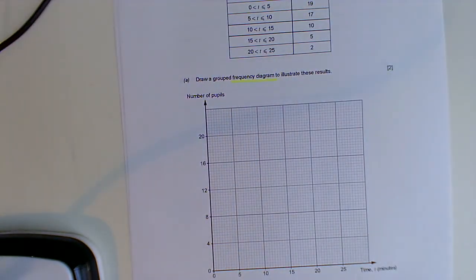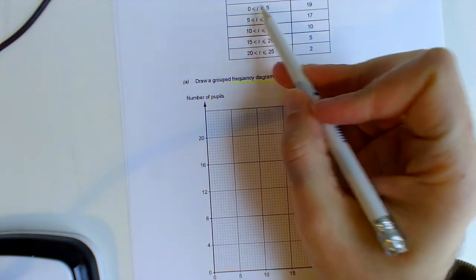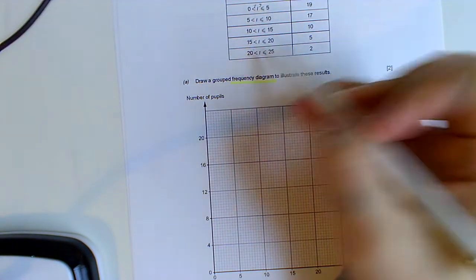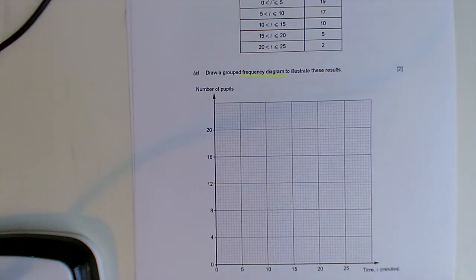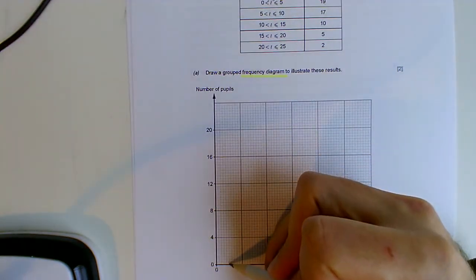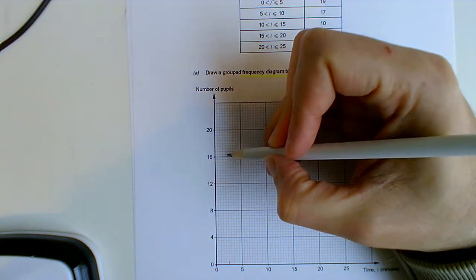Okay, what you're going to draw is a frequency polygon. What that means is you're going to go to the midpoint, which would be 2.5 for the first one, and plot effectively a coordinate of (2.5, 19). So 2.5 is going to be bang in the middle there, and 19 is going to be somewhere in the middle of these. So what we're going to have to do here is just check.